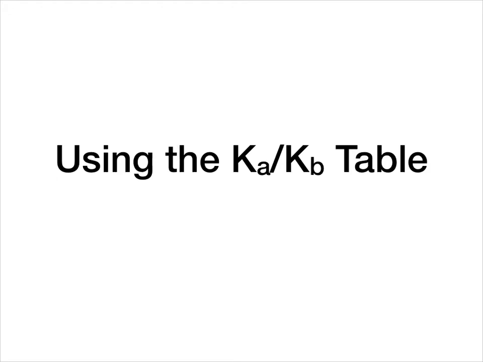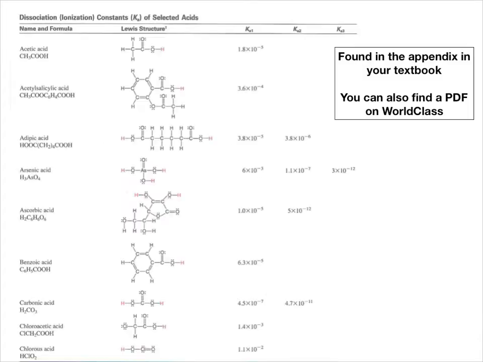Hello again. Welcome to part 6 of chapter 16. In this video, we're going to talk about how to use the Ka-Kb table. In the last video, we talked about conjugate acid-base pairs and how we can convert from a Ka to a Kb or vice versa. And today, we're going to talk about how to read and use this Ka-Kb table. So let's get started.